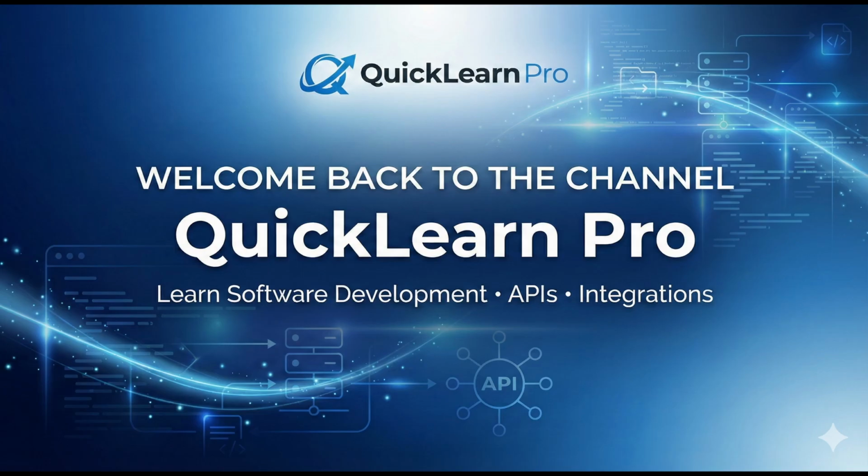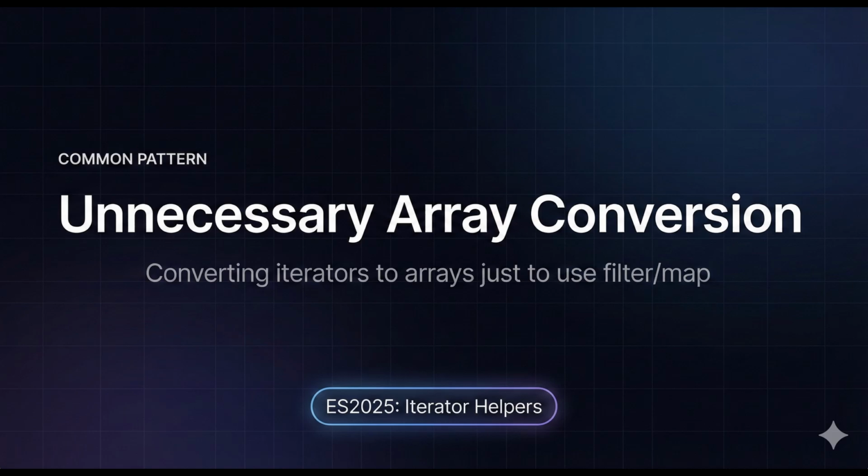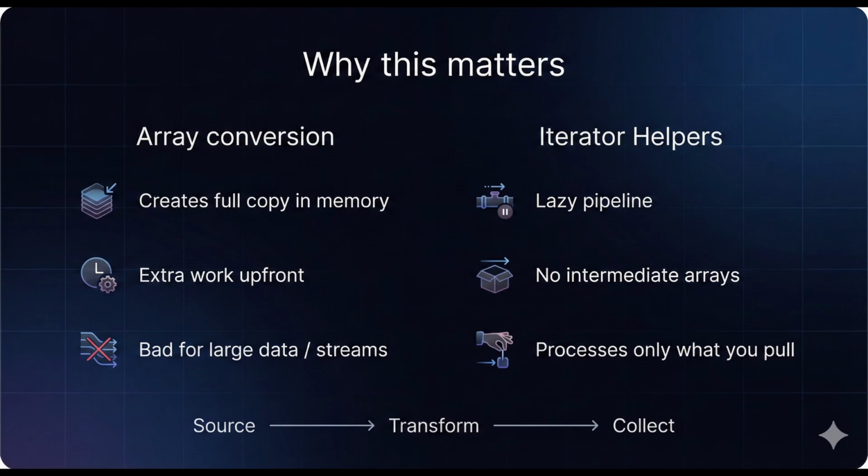Modern JavaScript in under 3 minutes. Stop doing this. If you're taking an iterator and converting it into an array just to use filter and map, stop. ES2025 gives us a cleaner option, Iterator Helpers. Here's why you should care quickly.